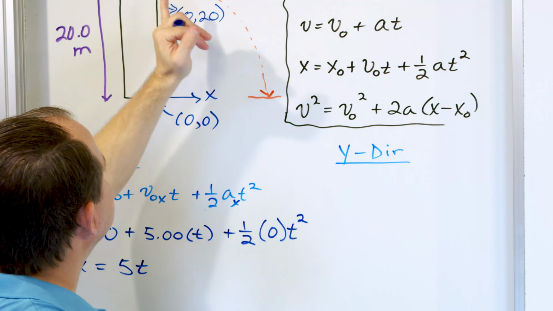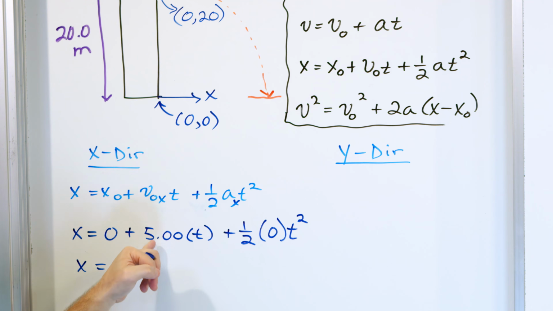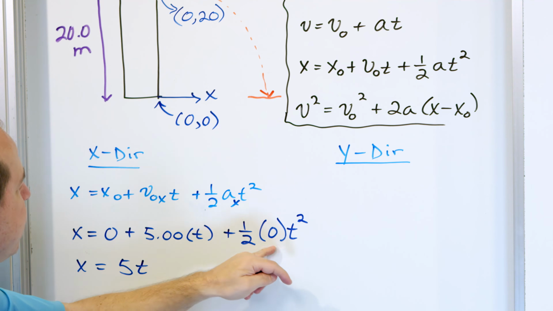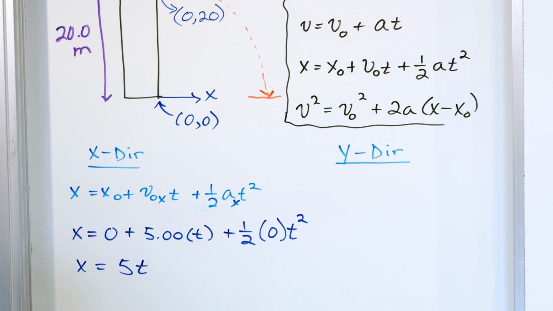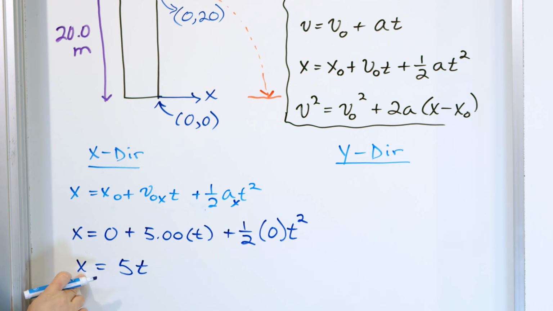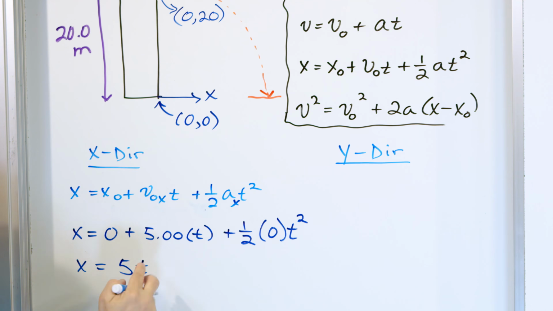Since it starts at an x location of 0, this goes to 0. Since the initial value of the velocity in the x direction is 5, that goes there. Since there is no acceleration horizontally, we put a 0 in there, and the equation we get out of it is this. So what this is telling us is that the position in the x direction, the x coordinate, as time goes on, is just linear in time.